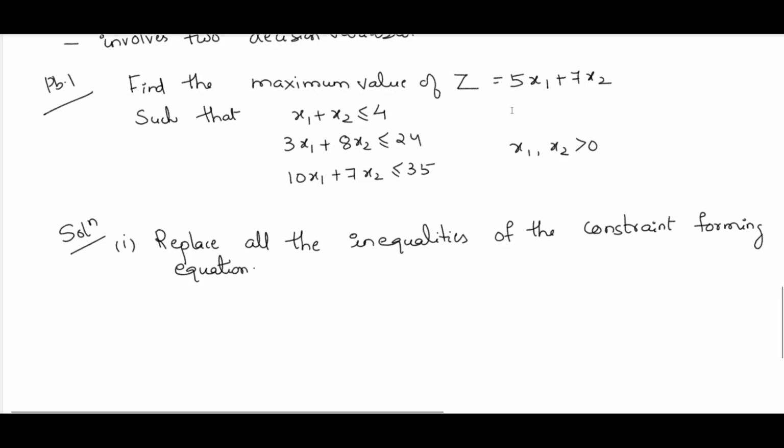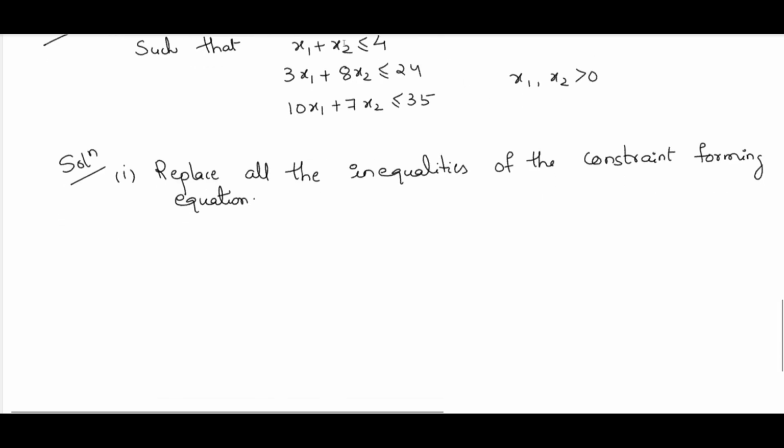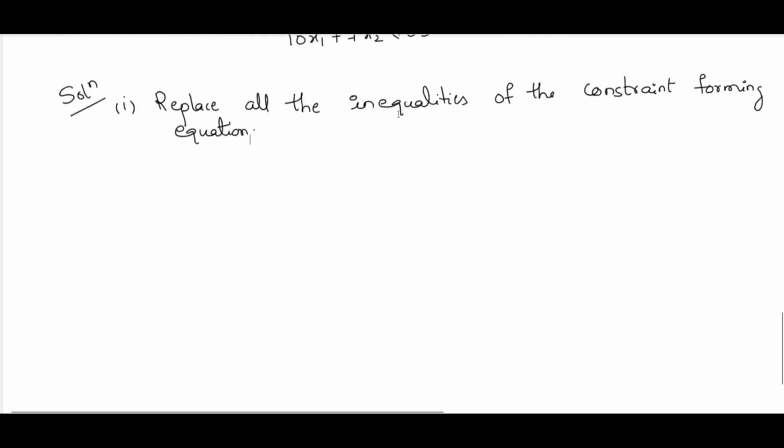So now it will be x1 plus x2 is equal to 4, 3x1 plus 8x2 is equal to 24, 10x1 plus 7x2 is equal to 35. Let me write down: x1 plus x2 is equal to 4, 3x1 plus 8x2 is equal to 24, 10x1 plus 7x2 is equal to 35.